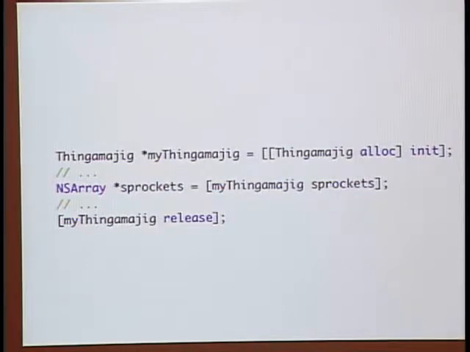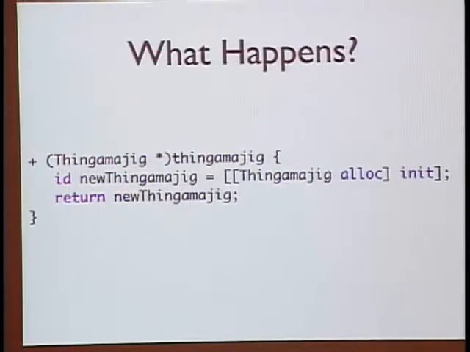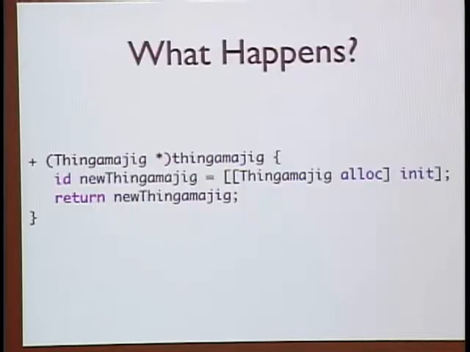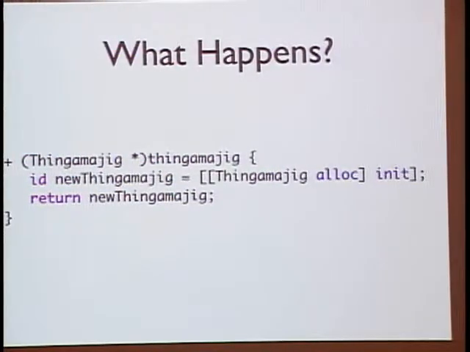But now there's some situations where things get a little different. So here's a class method called thingamajig, and basically what I'm asking is, well, what happens here? Again, we have id, this generic type, and we're doing the same thing we did on the previous screen, thingamajig alloc init. So we're allocating and initializing an object, and then we're returning it.